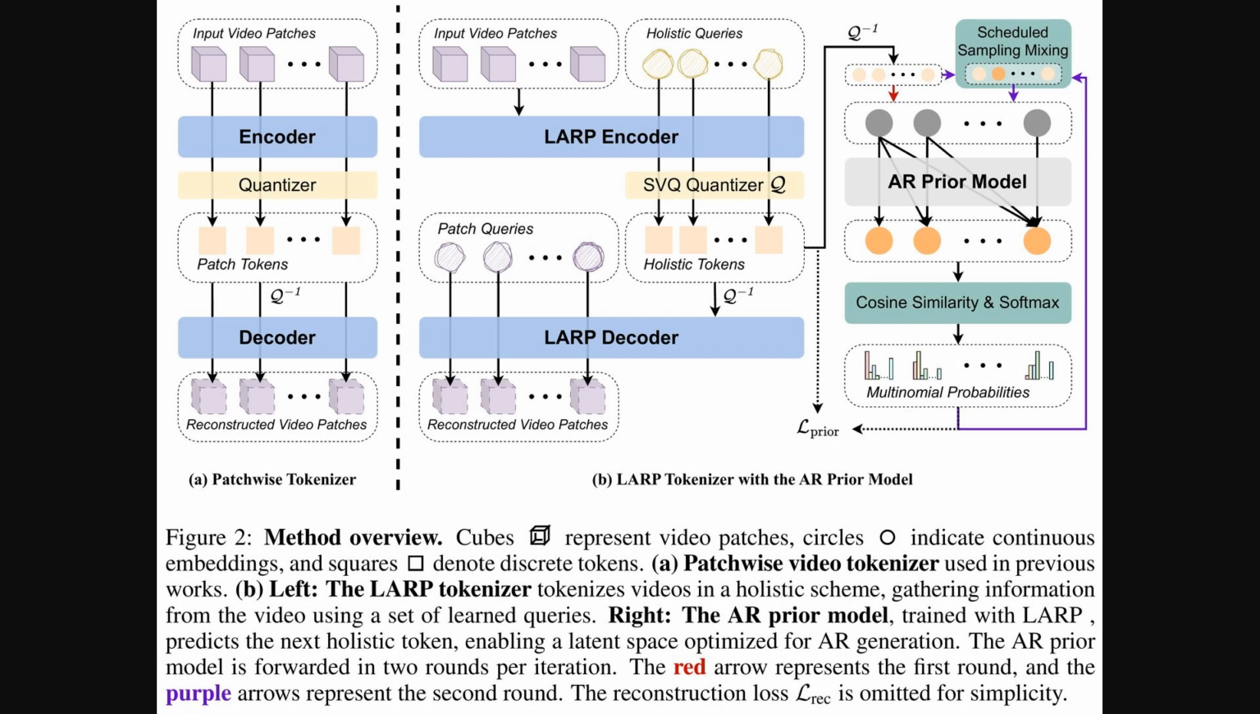Okay, this next figure 2 gives us a great side-by-side. On the left, in Part A, we see a typical patchwise video tokenizer, the old way, where video is just chopped into small local pieces. But on the right, in Part B, is the LARP tokenizer. It uses what they call holistic queries. These are special requests that look at the whole video content. Then a process called stochastic vector quantization, or SVQ, turns this holistic information into discrete tokens. And crucially, this LARP tokenizer is trained with that autoregressive prior model we talked about, helping it learn the best token sequence for generating new video.